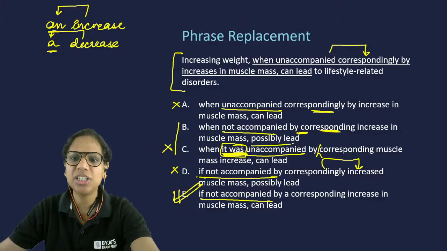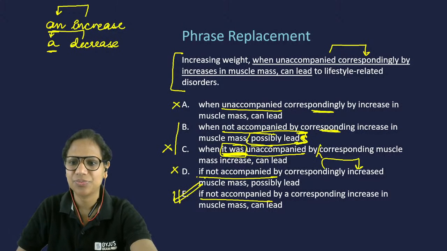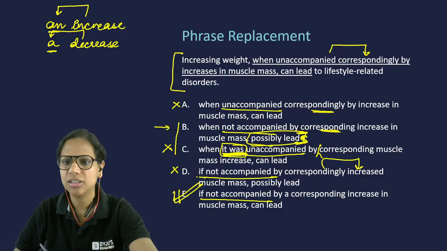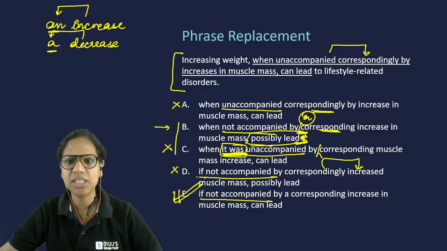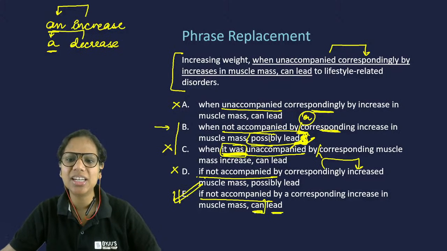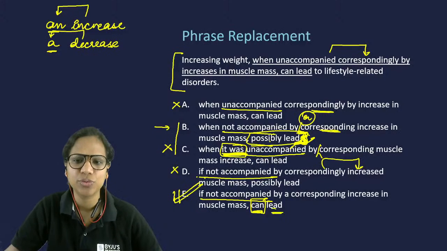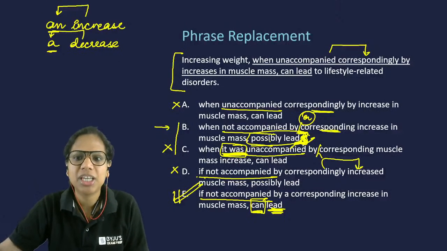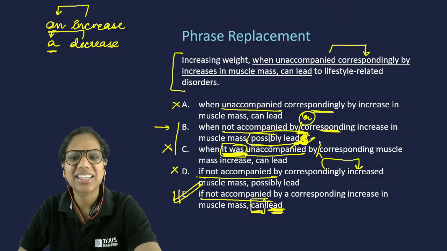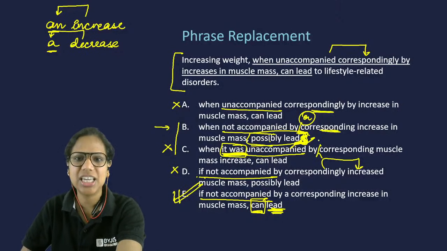Okay, moreover this possibly lead is also incorrect. It should be possibly leads, that would be correct. Okay, so multiple problems in B, Pratyusha. When not accompanied by, a is missing, a corresponding increase in muscle mass possibly leads to. After possibly, you'll use the verb leads. Here we are saying can lead because can is a modal verb. After modal verbs, you have the base form of the verb, right? May lead, can lead, should lead, shall lead. We have the base form. But here the base form will not come, here leads will come. Okay? Okay, perfect. E is the answer.